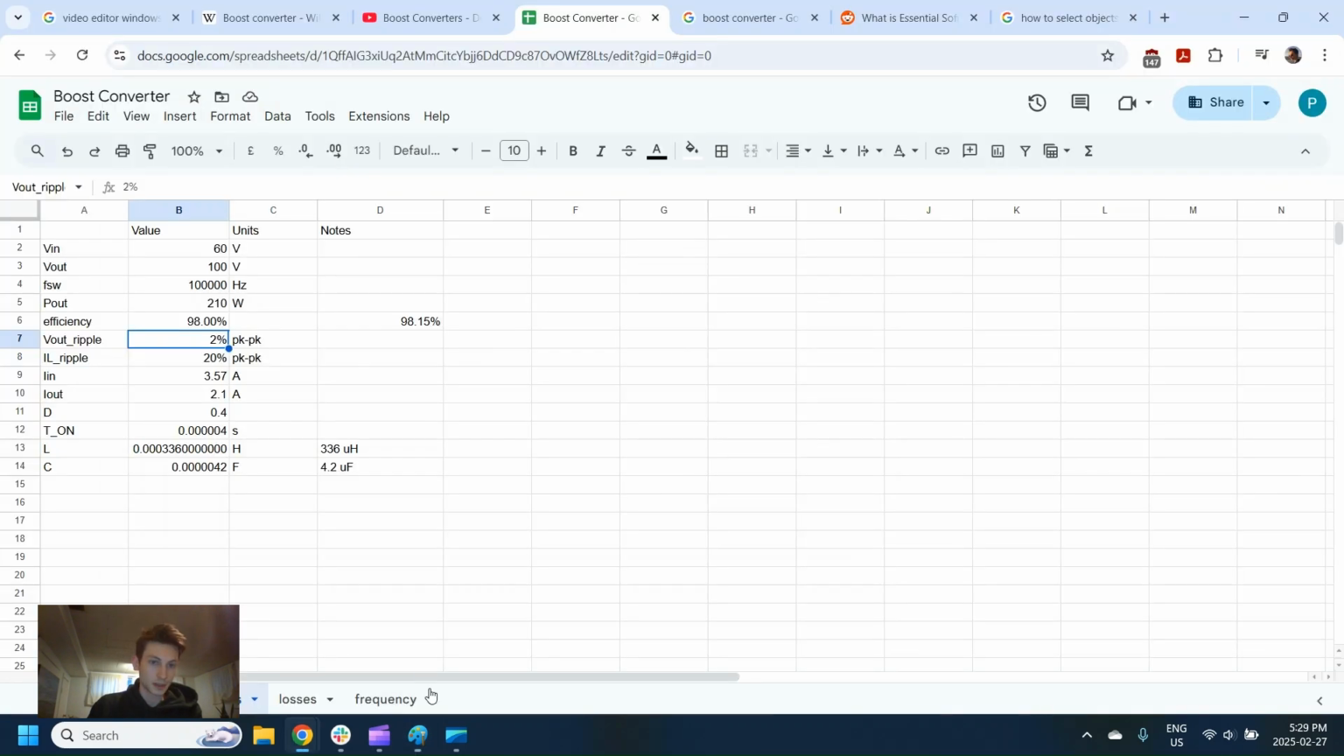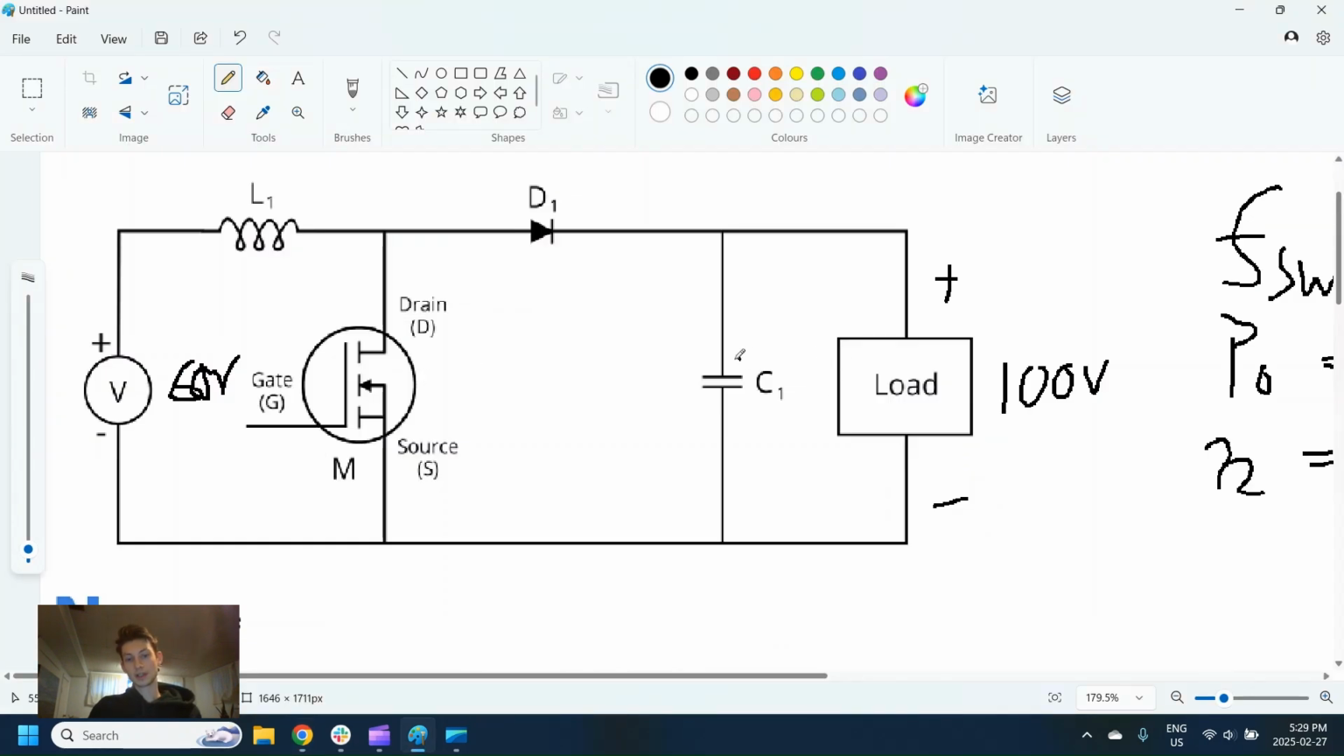What else? Voltage ripple and current ripple. Voltage ripple is going to be the ripple that we see across the load or this capacitor here, basically how much it's going to be rippling like that. And the current ripple is the same sort of thing. So the current, we're talking about the current through the inductor here. It's going to look kind of like that, and we're saying how much is allowable between the peak and the trough here.